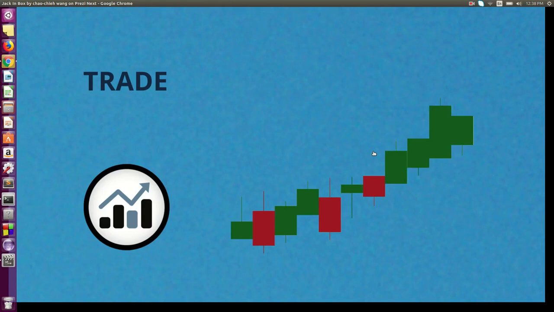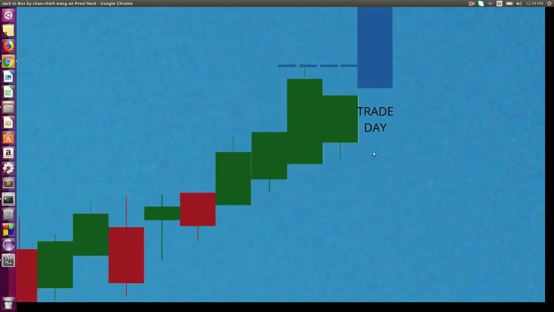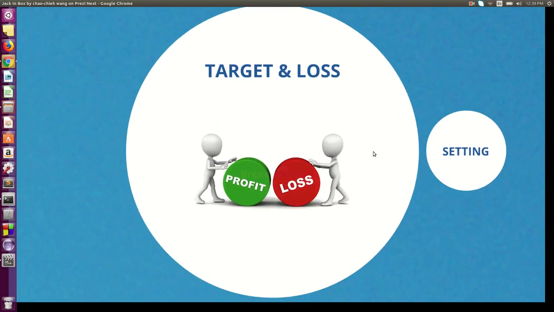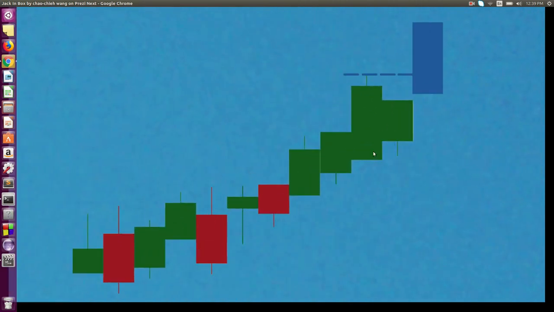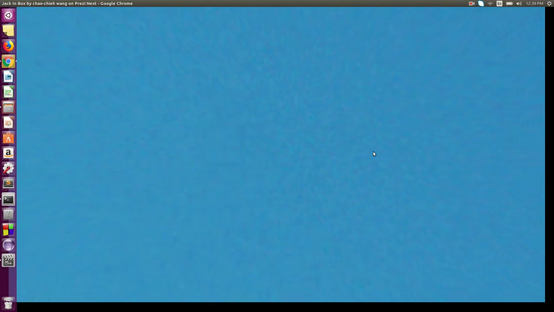After all those three conditions are met, we are going to open the trade after the inner days. To open a trade day, we have the highest of the first day, target loss. So after we open the trade, we'll set the target as well as the loss.